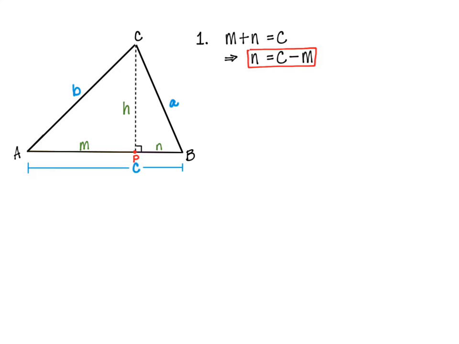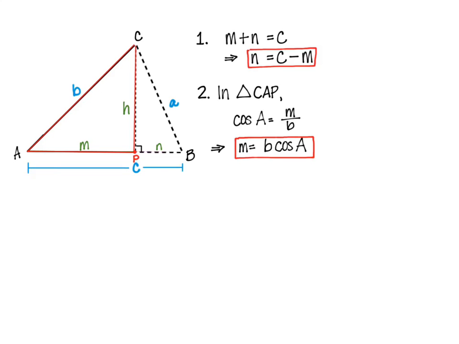And I'm going to put a point P there for the altitude, where the altitude cuts that side AB into two pieces, so that I can now talk about this triangle CAP. And I highlighted that in red. So we're going to look at that and do some trig in that right triangle. And we notice that the cosine of angle A is going to be M over B. It's the adjacent over the hypotenuse.